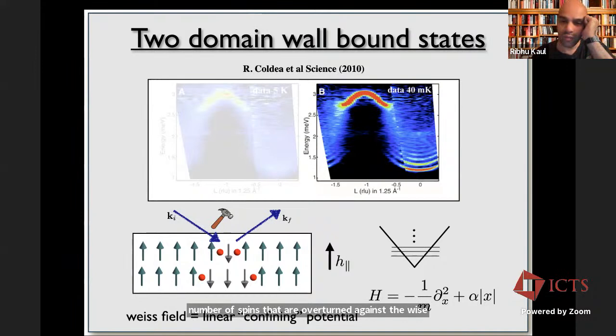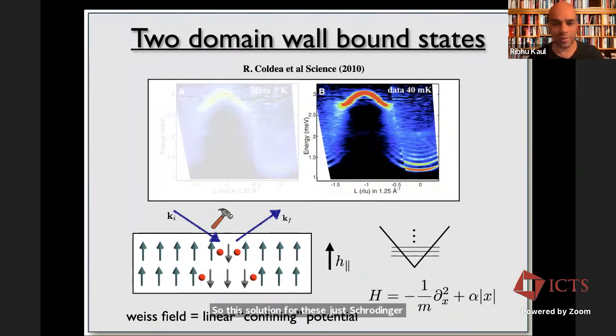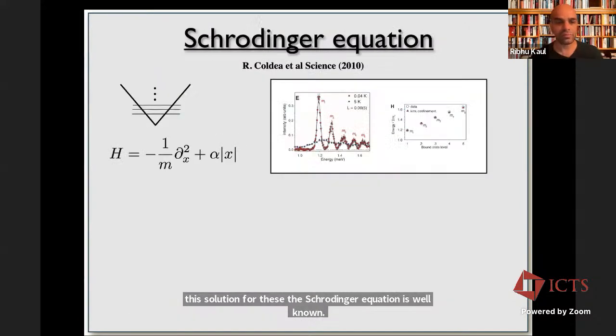And so you have a bound state problem in a linear potential. This is a classic problem that many of you may remember solving in quantum mechanics when you solve for the WKB approximation and you linearize the potential. The solution for the Schrodinger equation is well known. There are some Airy functions.